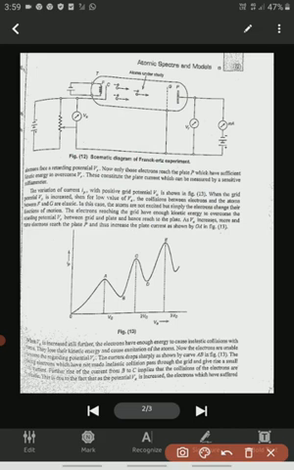This retarded potential opposes or stops the flow of electrons. Or this grid opposes the moving of electrons. But only high-energy electrons can overcome this grid retarded potential and reach the plate.